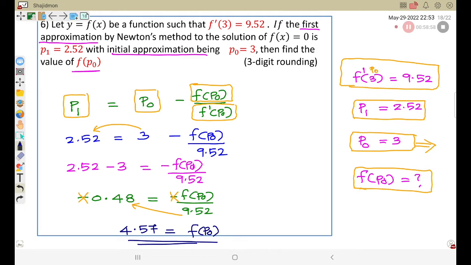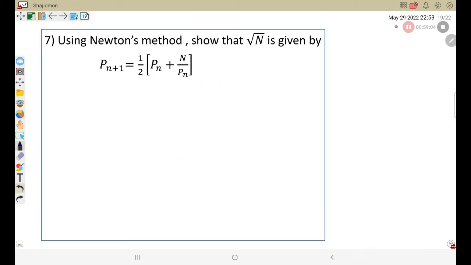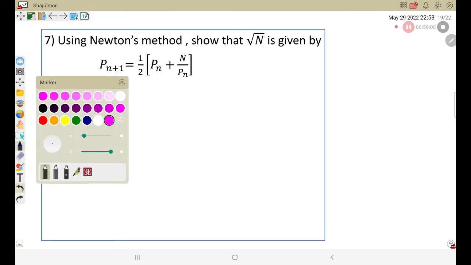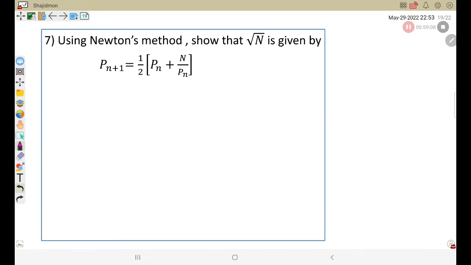Okay. Now we will go to the next question. Some theoretical question now we are doing. Question number 7. Using Newton's method, root n, root 5, root 6, root 7, root 8, like that. Okay, root n, capital N means it is a number. Root n is given by Pn plus 1 equal to half into Pn plus n over Pn.